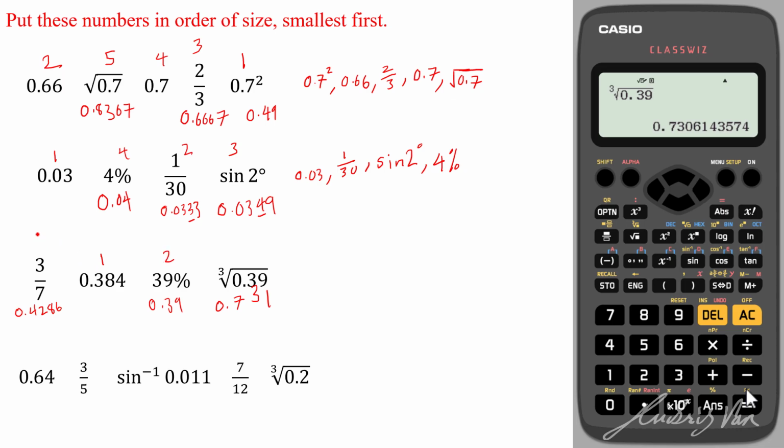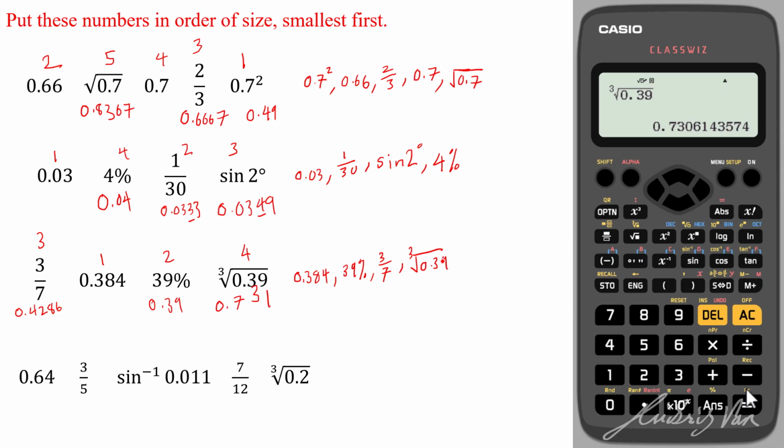Then it is 3/7 and cube root of 0.39. So to write them down, 0.384, comma 39%, comma 3/7, comma cube root of 0.39.